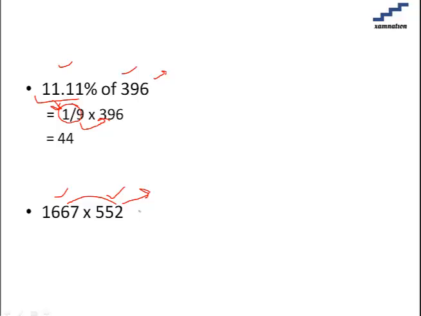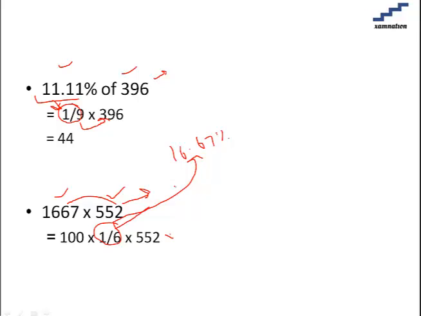The other way: if I know what 16.67 percent is equal to, I can easily calculate it, and this is 1 by 6. 1 by 6 is approximately 16.67%. Although there is a little typo here, because this 1 by 6 is 16.67%, so one more factor of 100 will also come here. That is, it should be 10,000 into 1 by 6 into 552. So now your answer would not be 9200, but it would be 92000. There's a little typo here, let me correct this.